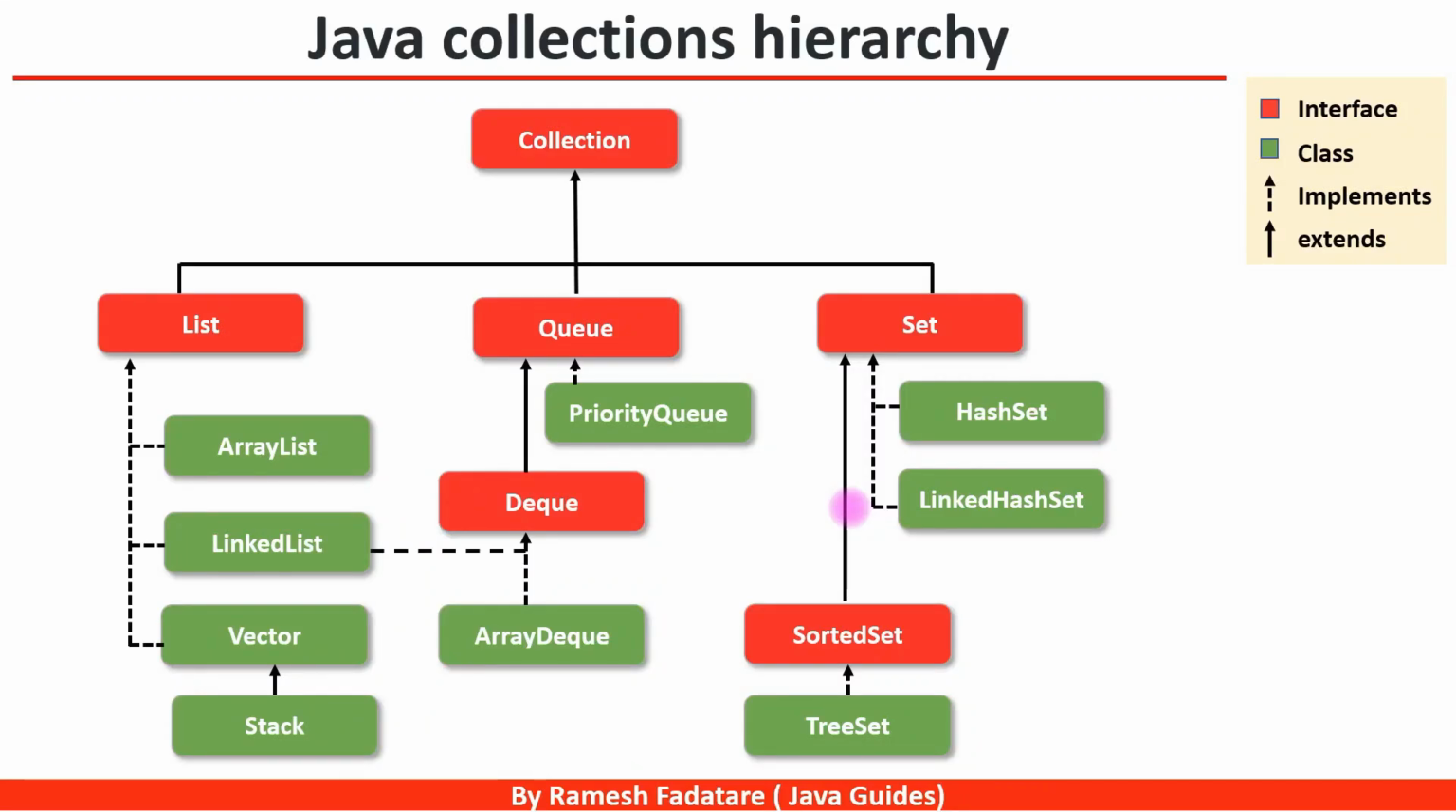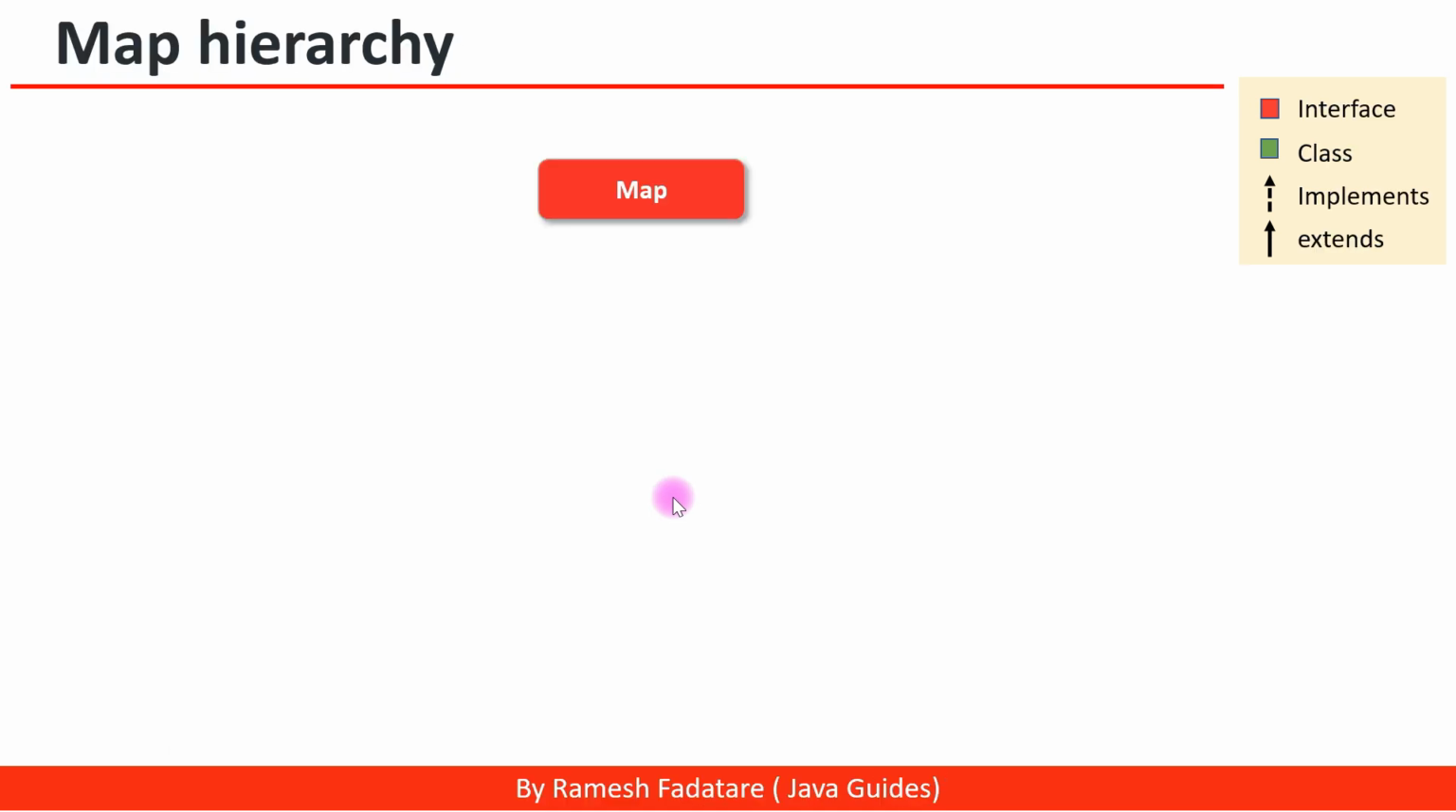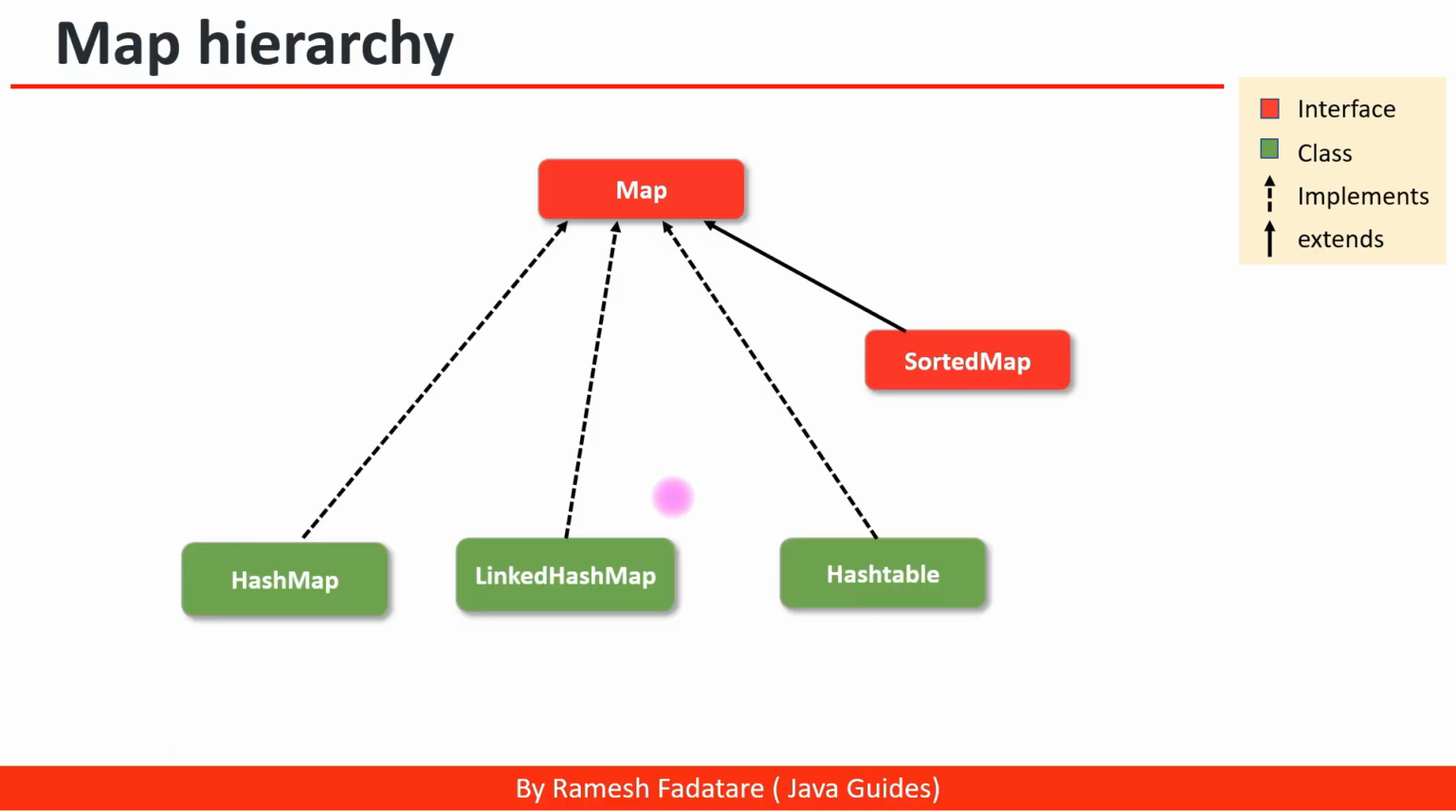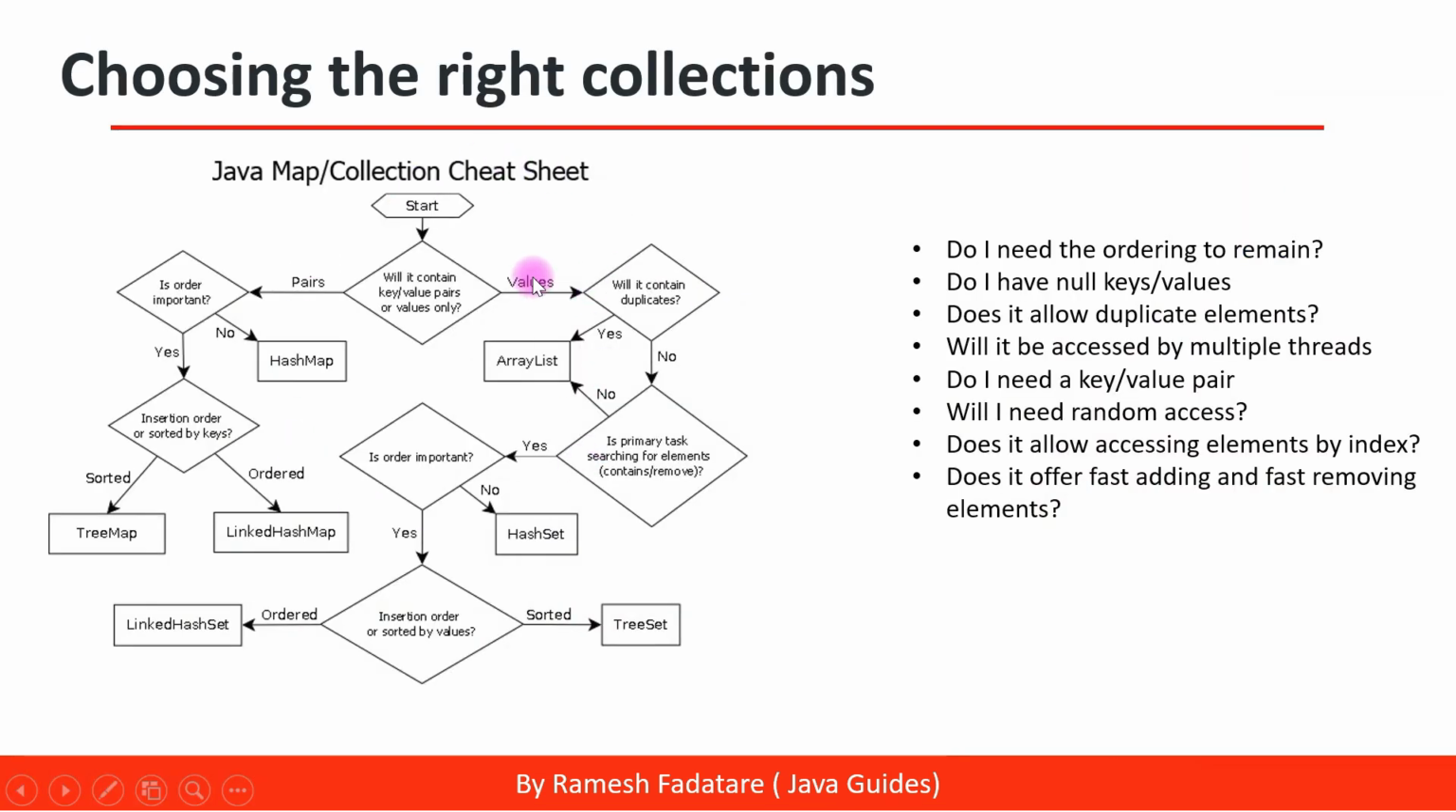Look here at the Java collections framework hierarchy, we have a lot of interfaces and classes, and choosing the right collection among them is very important. And look here, this is the flowchart diagram. You can keep this diagram in mind so that you will be able to choose the right collection. And before choosing the right collection, make sure that you answer a few questions.